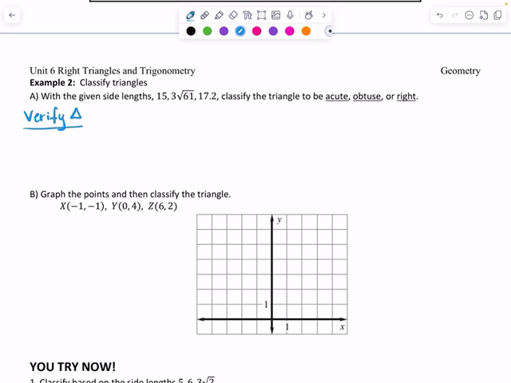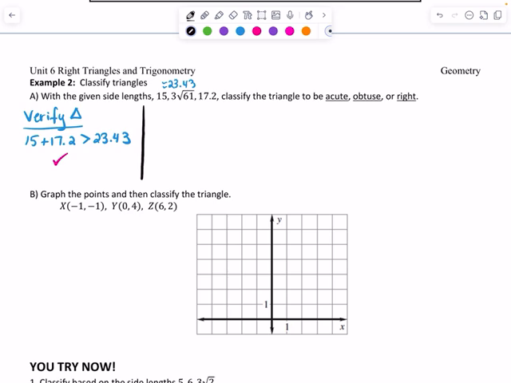3 times the square root of 61 on my calculator is about 23.43. So I need to understand it that way just so I can compare. If I do the 2 smaller sides, 15 plus 17.2, yes, indeed, that is greater than 23.43. So I'm going to say check, it is a triangle.